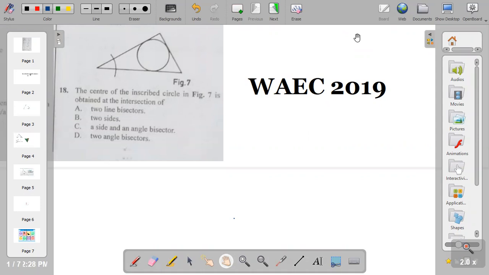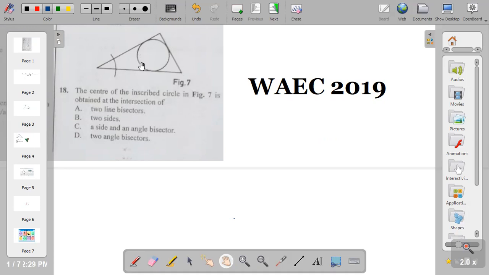Today I'm going to explain question 18 of WAEC 2019 past question. The question says, the center of the inscribed circle in figure 7, this is figure 7, a triangle with an inscribed circle. The center is obtained at the intersection of A, two line bisectors, B, two sides, C, a side and an angle bisector, D, two angle bisectors.